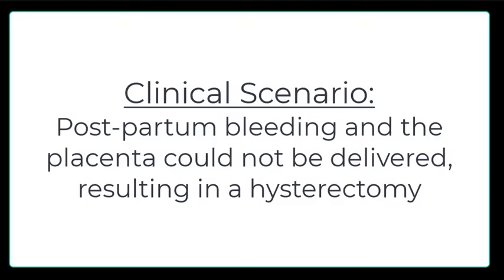The next specimen is a hysterectomy specimen, which usually comes to us with a history of a woman who is postpartum, but during delivery it was found that after delivery of the baby there was continuous bleeding and the placenta could not be delivered. Due to extensive bleeding, a hysterectomy would have been indicated, and this would lead to the specimen that we have.